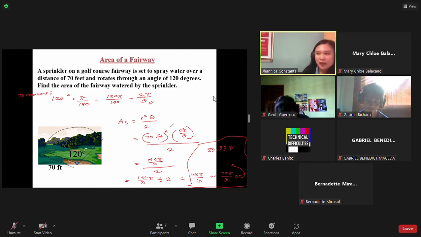Yes po, the pi will stay. When the given is the central angle, the pi will remain as pi. You don't need to give the value of pi. But if the given is the measurement of the arc, you need to change or give the value of pi in your final answer. Just like what we had a while ago in the first formula, since the given is the measurement of the arc and the radius.